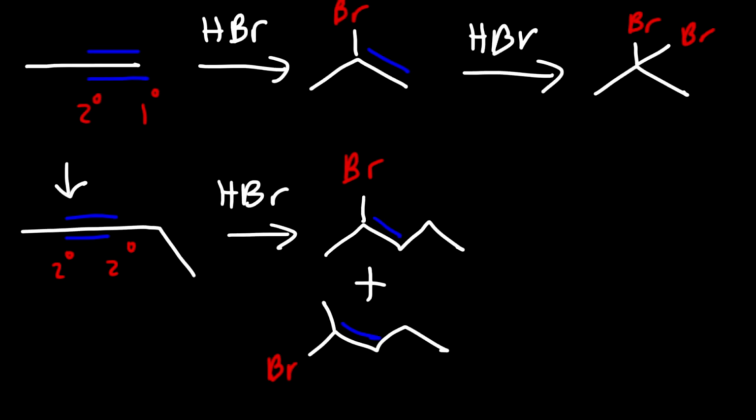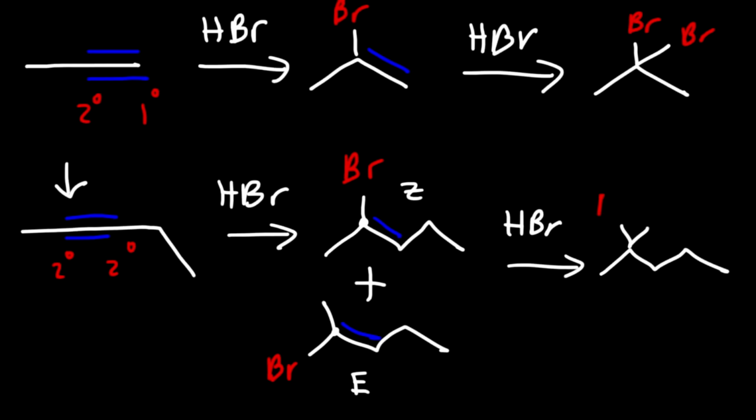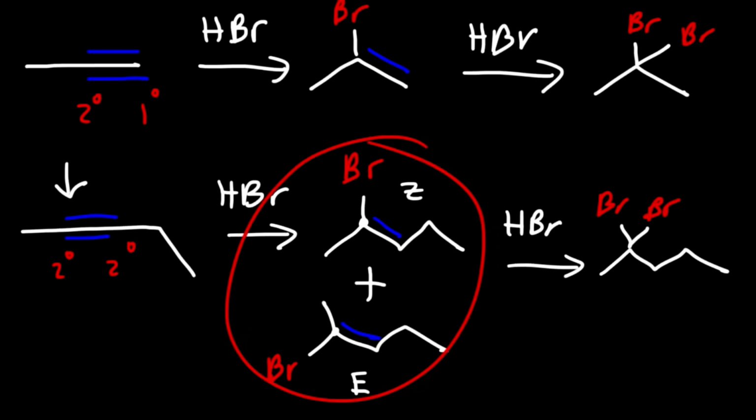So the bromine atom is still on the second carbon, and so this right here is the E isomer, and this is the Z isomer. They're both 2-bromo-2-pentene. Now, if we add HBr again, the second bromine atom will still go on carbon 2. And so we'll get one final product, which looks like this. But it's important to understand that you can get a mixture of E and Z isomers at that point.